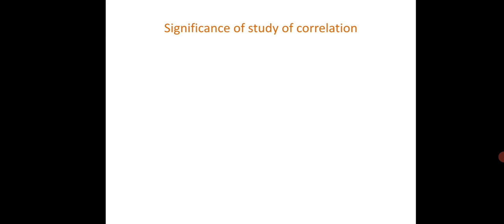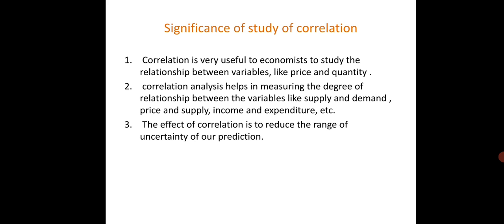Significance of study of correlation. Correlation is very useful to economists to study the relationship between variables like price and quantity. Correlation analysis helps in measuring the degree of relationship between the variables like supply and demand, price and supply, income and expenditure, etc. The effect of correlation is to reduce the range of uncertainty of our prediction.